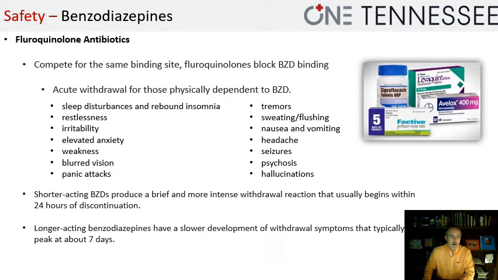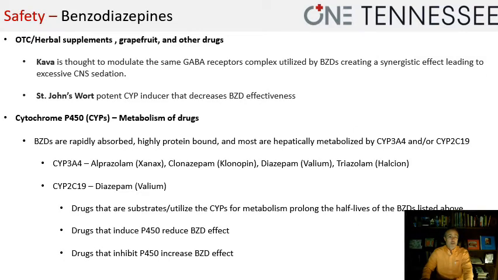There are certain OTC herbal supplements, grapefruit, and other drugs that can potentiate the effects of benzodiazepines. Kava is one of those that's thought to modulate the same GABA receptors and create a synergistic effect leading to excessive CNS depression when used in conjunction with benzodiazepines. St. John's wort is a potent CYP inducer and interacts with a whole host of medications, and in this instance, it decreases benzodiazepine effectiveness.